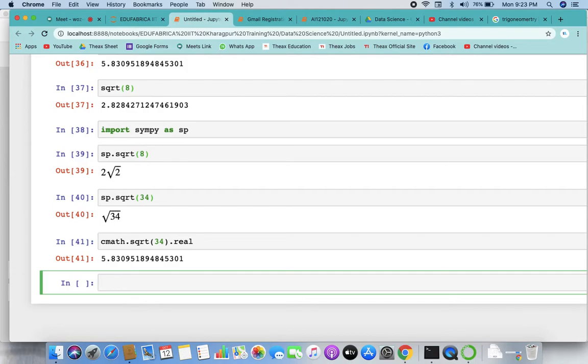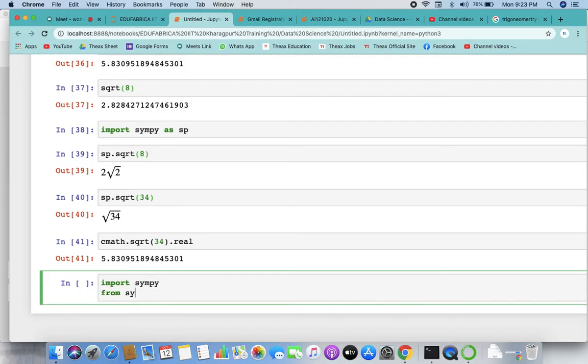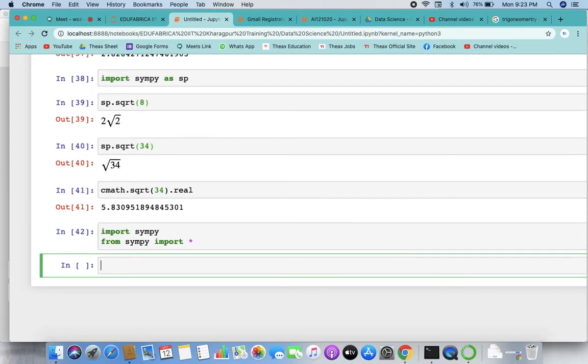Now next comes about the root. So why am I writing sp.sqrt? Because I have imported SymPy as sp, right? So what I can do is I just import sympy, and the next line I say from sympy import everything. That's it. Done. That asterisk sign means that from that package you are importing everything.